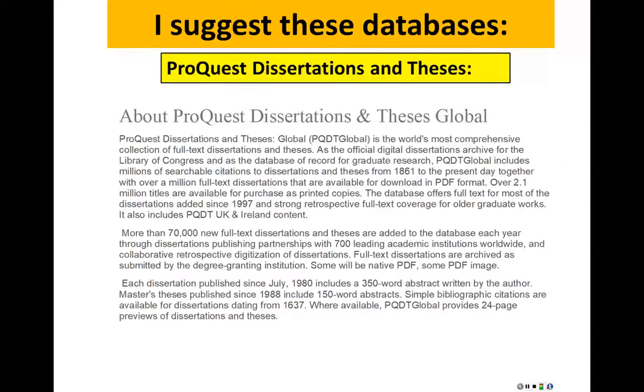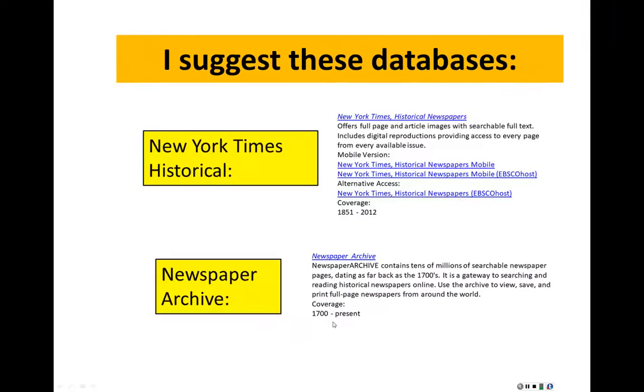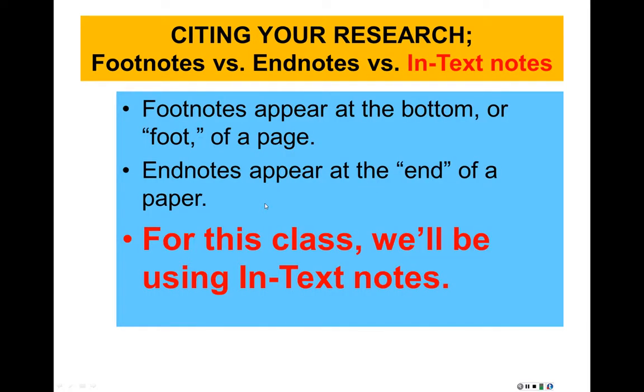For upper level classes, or if you ever go to graduate school, etc., you may find ProQuest dissertations and thesis useful. That is for doctoral dissertations and master's theses that have been completed at American and world universities. And again, this would probably be more useful for those of you who are doing a longer paper, not necessarily for this class. For this class, though, I would suggest these other databases, the New York Times Historical, the Newspaper Archive, etc.